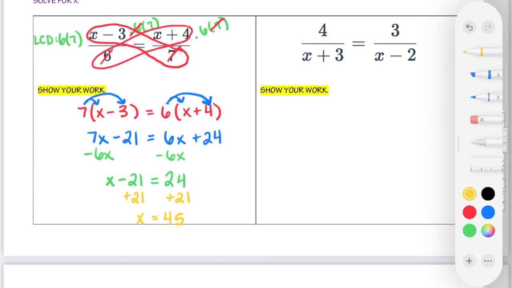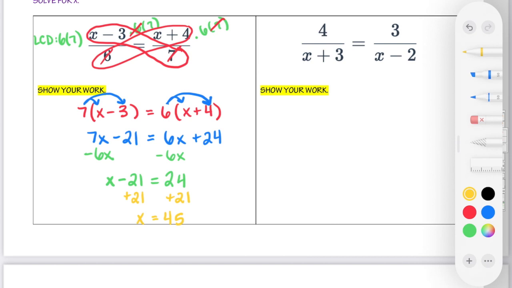got. But if I were to plug in 45, I wouldn't even be plugging anything into the denominators because there was not an x down there. So there would be no way to get an extraneous solution for this problem. So x equals 45, not extraneous.